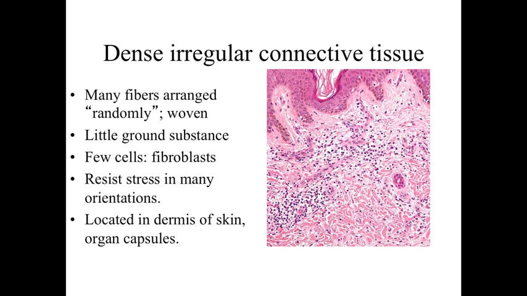The next one we're going to talk about is a dense irregular connective tissue. Again, looking at it within the skin, but not directly underneath the epithelia, but further down, deeper within the skin. What you're going to see is fewer cells. Most of the cells present are going to be fibroblasts, where in the loose connective tissue we had a lot of migrating small lymphocytes. So you have relatively few cells, and the cells you have are going to be fibroblasts.